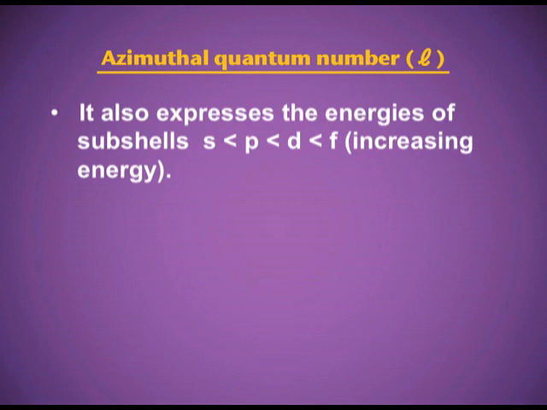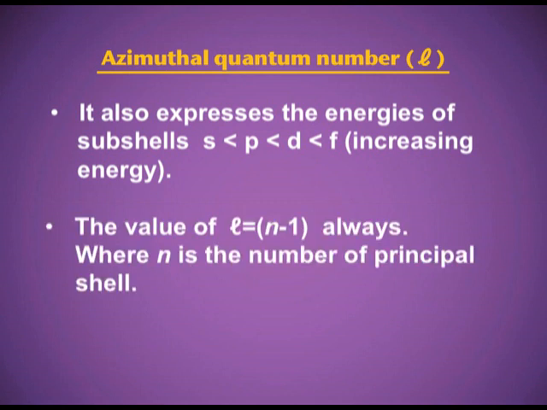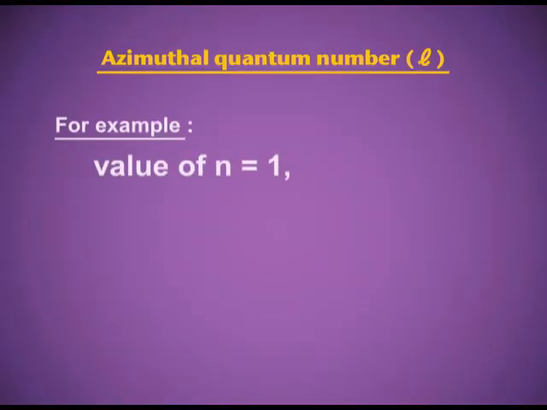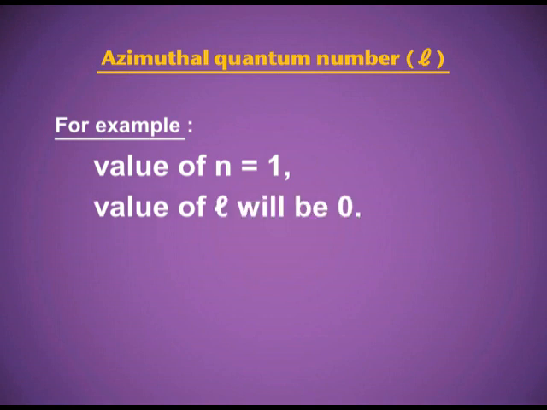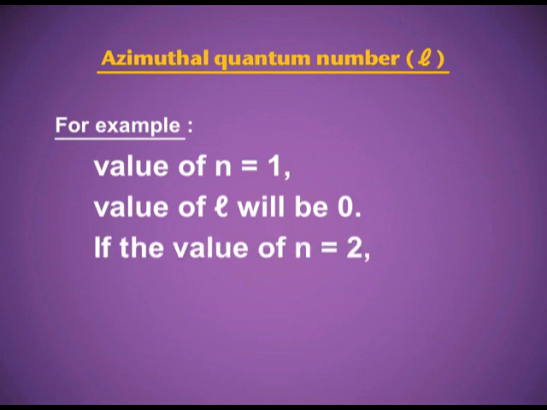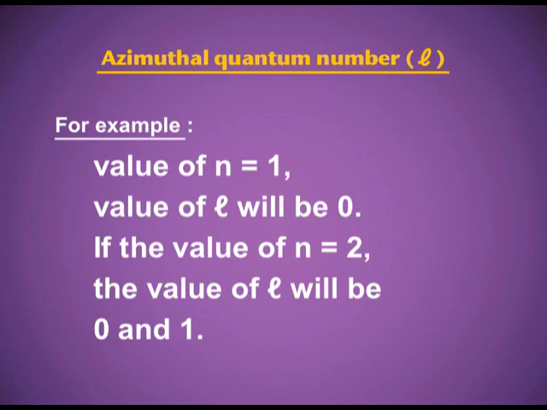The energy of the s subshell is less than p, the energy of the p subshell is less than d, and the d subshell has lower energy than the f subshell. The value of l is equal to n minus 1, where n is the principal quantum number. Let me give you an example. Suppose the value of n is 1, then the value of l, that is azimuthal quantum number, will be 0. If the value of n is 2, then the value of l will be 0 and 1.